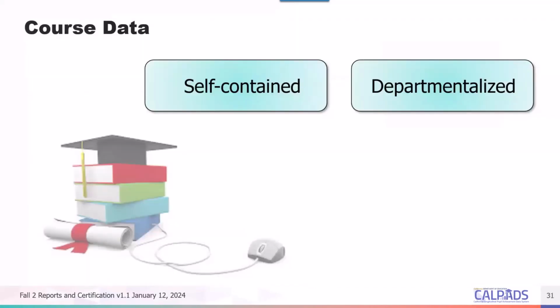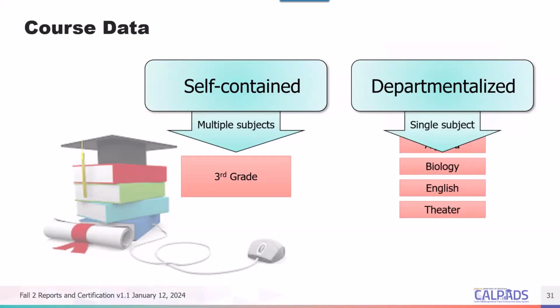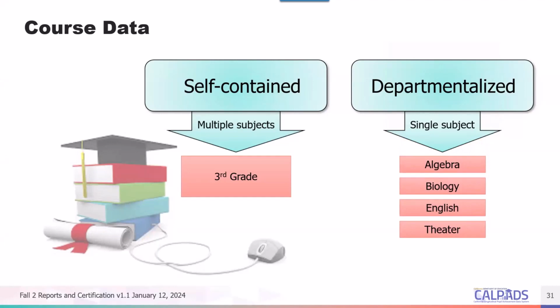So there's only really two types of courses in CalPADS, right? There's self-contained, multiple subjects in one course. Often we associate this with elementary school. However, it's not limited to elementary school. Self-contained can be taught in the secondary level. Then we have departmentalized courses. These are single subject courses, courses like algebra, biology, English, and theater. Typically, we associate these with secondary, 7th to 12th grade. Again, there are several different types of programs that have secondary subjects or departmentalized courses in elementary school.